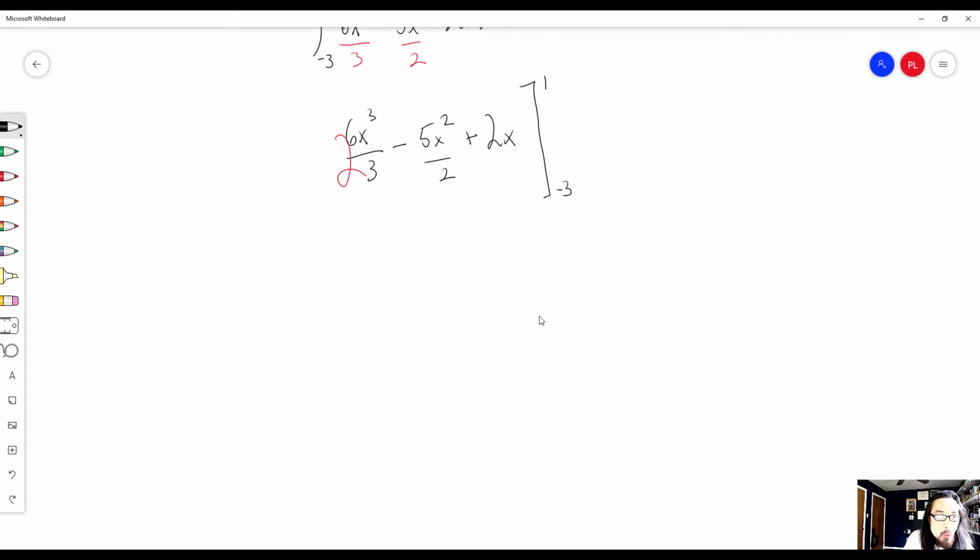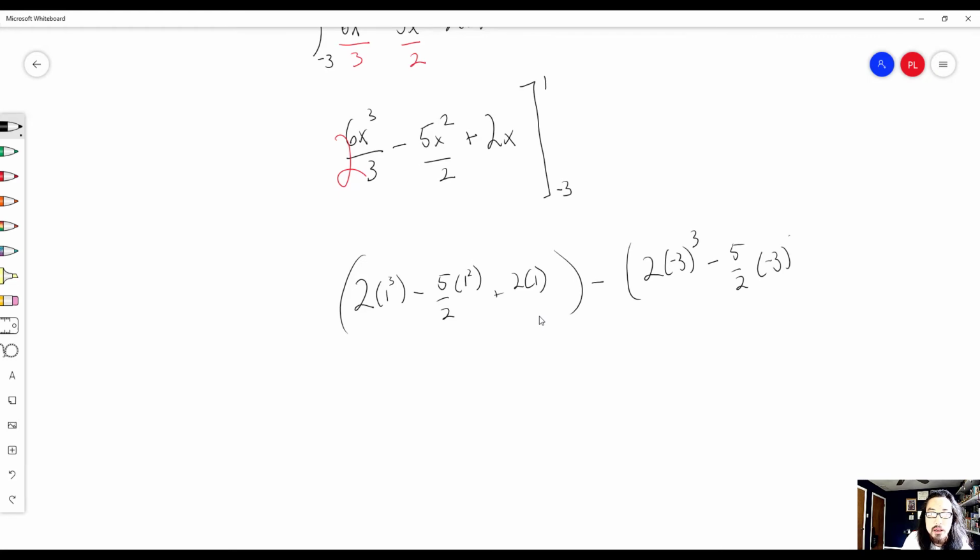All right. So if I plug in the 1, we get 2 times 1 to the third, all divided by 3. Oh, excuse me. We got rid of that 3. So 2 times 1 to the third minus, so we have 5 halves x squared, so that's just 1 squared, plus 2 times 1. Okay? And all of that minus, we have 2 x to the third, made a little boo-boo there, -3 to the third, okay, minus 5 halves, -3 squared, plus 2 times -3.